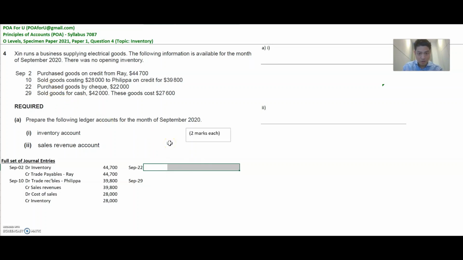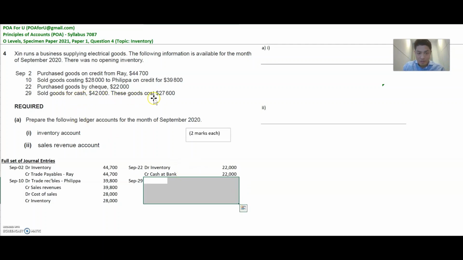You purchase goods using cheque. So what do you think this is? It's similar to 2nd of September, but instead of on credit, you are using cheque. Yes, it's debit inventory, credit cash at bank. The concept is the same, except that here you use cash, use cheque. So your bank balance actually drops as a result of this, right? Because you are paying the supplier for the inventory using your cash at bank.